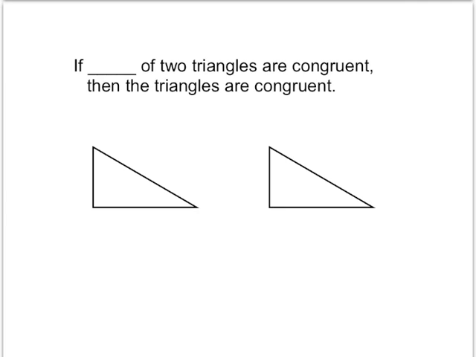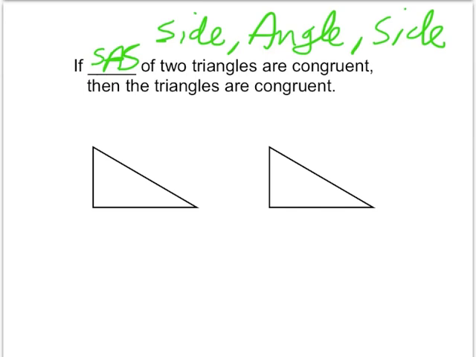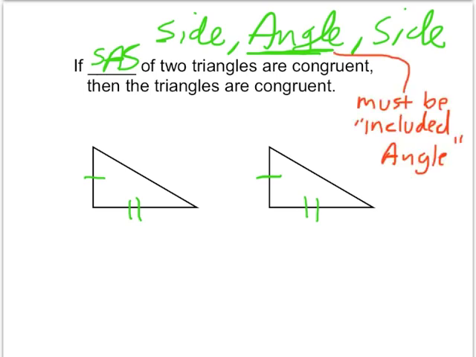Another theorem we have to prove that triangles are congruent is called the SAS theorem. Now, SAS stands for side, angle, side. And so what that means is we need two pairs of sides. Let's say these sides were congruent and these sides were congruent. And then we need an angle to be congruent as well. However, that angle must be the included angle.